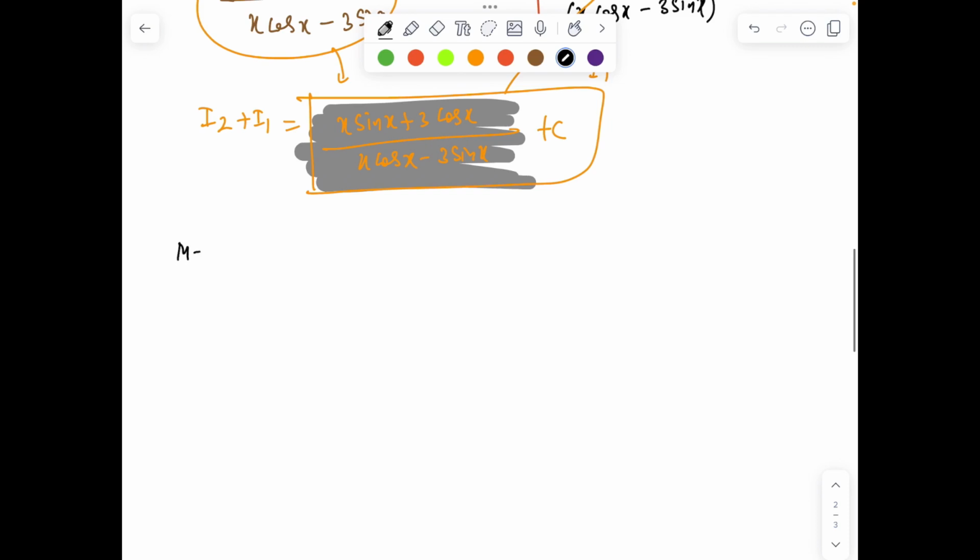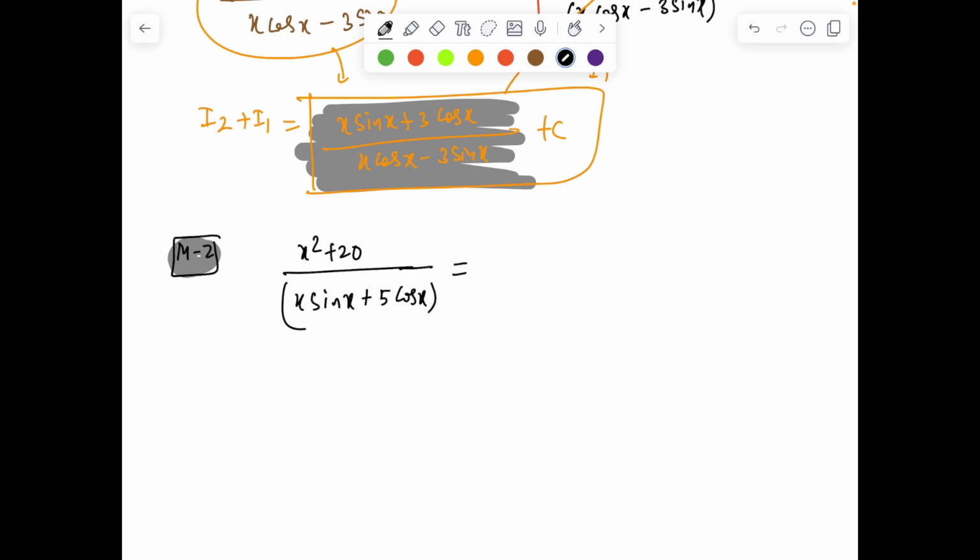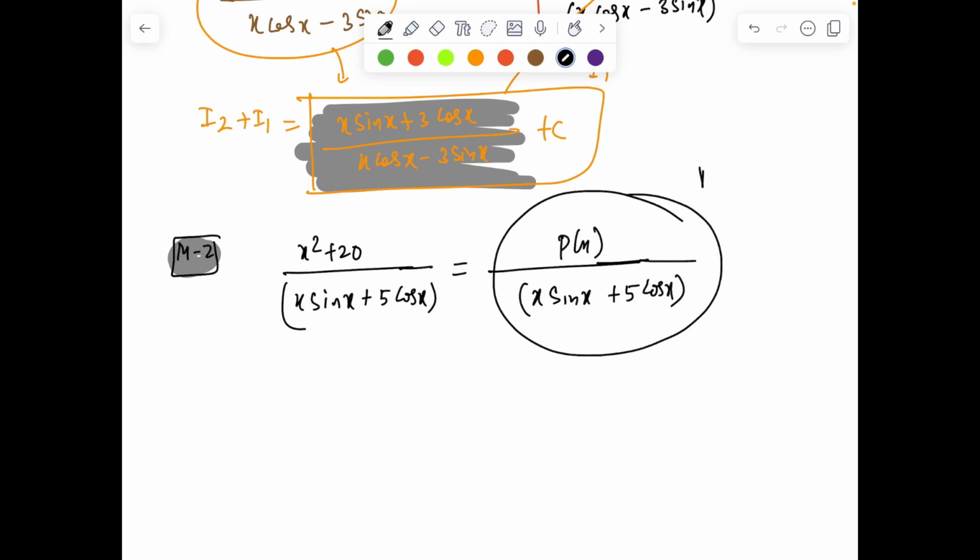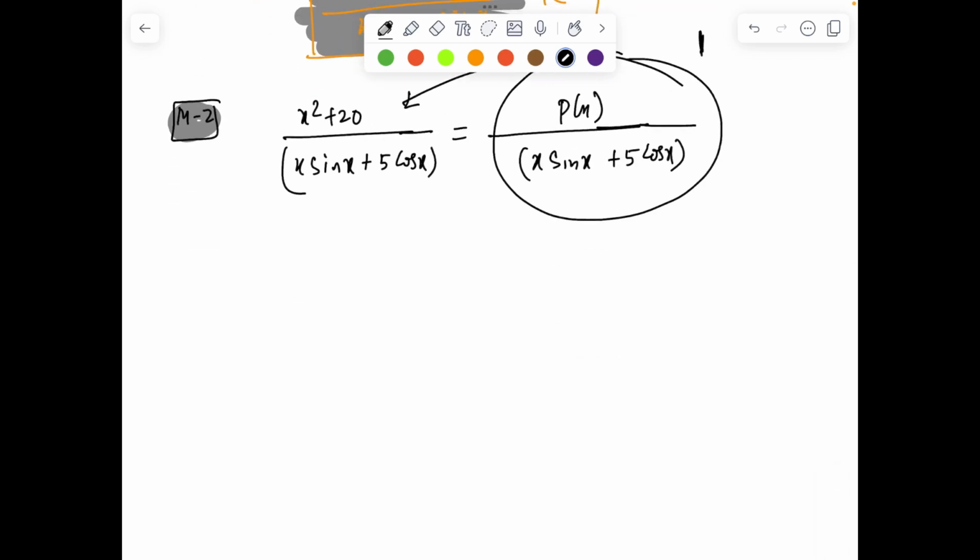So here probably method 2 will be the more natural way of thinking for this problem. It would be possibly to think of a function, because x square by x sin x plus 5 cos x is there, and its integration is asked, meaning I'm thinking of some kind of function whose derivative is x sin x plus cos x, and let's say this function is p of x, such that if I differentiate this guy, I must be able to get this back, right? So why not start differentiating, this kind of reverse engineering.